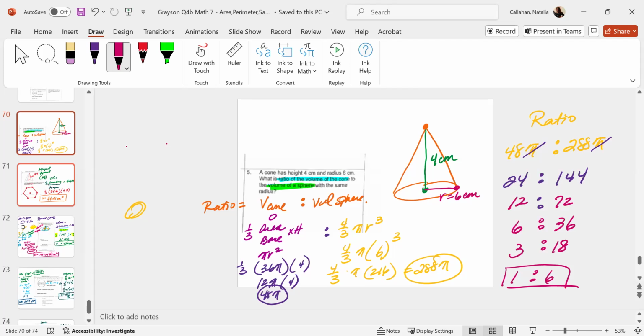So the volume of the sphere is 6 times bigger than the volume of the cone. Does that make sense? All right, there you go. Make sure you have the video. We're done.